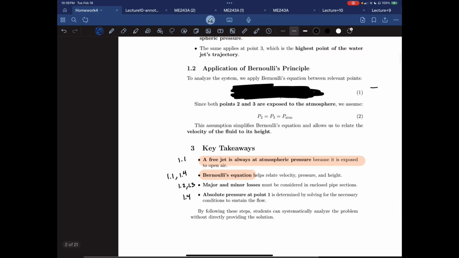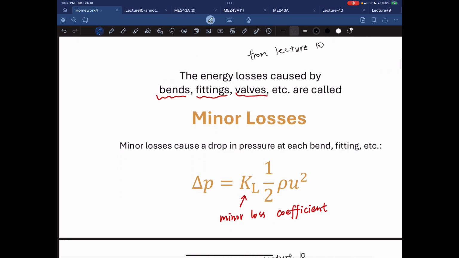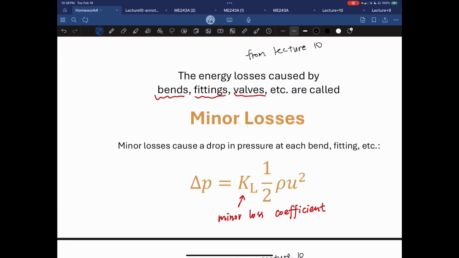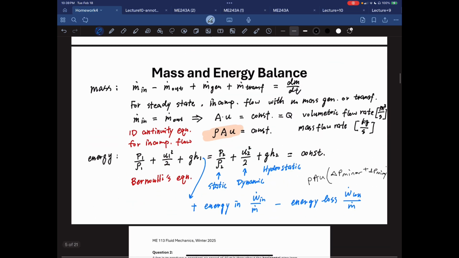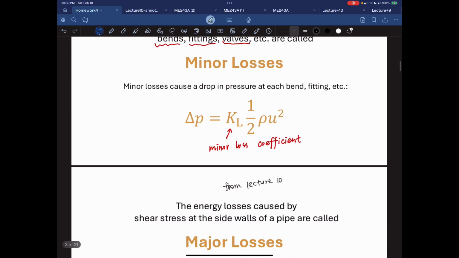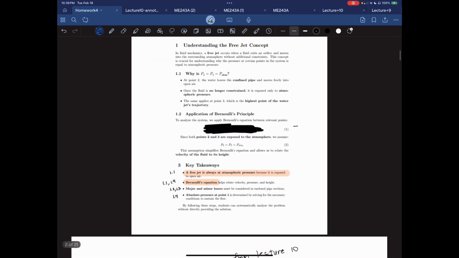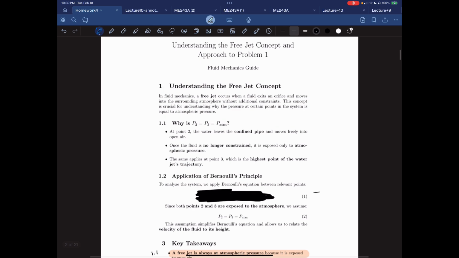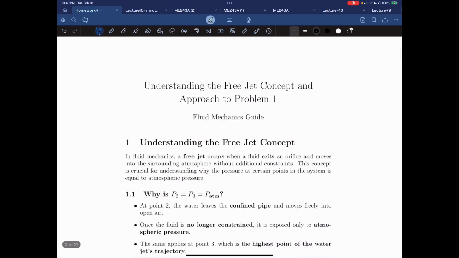I can add this to the notes I posted. I just added it right now. Okay, and this is from lecture 10, so you'll be needing this formula and that formula, and this is a helpful slide as well. So the fluid is no longer constrained, it's exposed only to the atmospheric pressure.